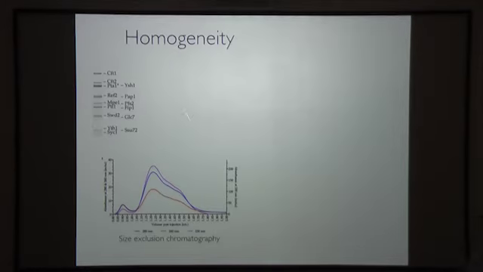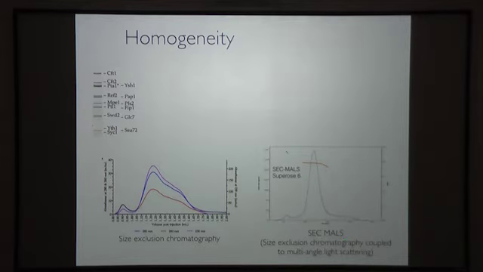We use SDS-PAGE gels as well as native gels to evaluate the specimen. We use size exclusion chromatography. This would be an example of a protein that's probably not very suitable and should be optimized before imaging. Whereas something like this is size exclusion chromatography coupled to multi-angle light scattering, where you have a nice symmetric, clear peak. This looks much better for cryo-EM.